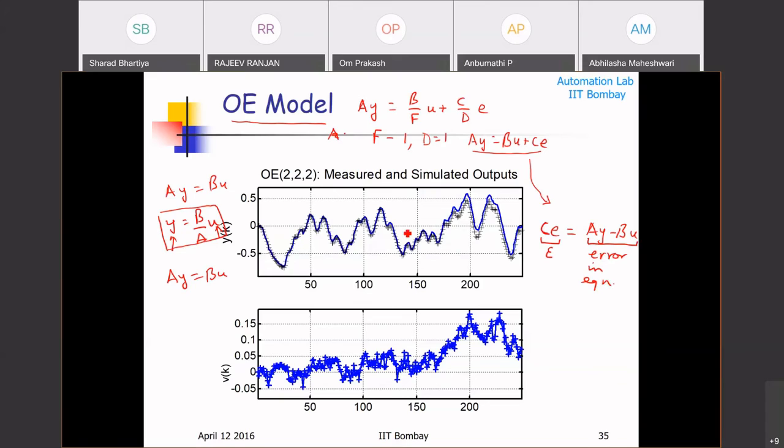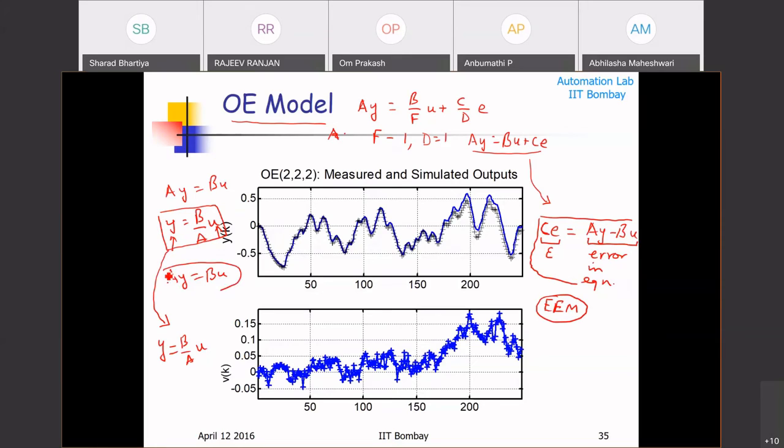Okay. So these models, which come from where you write it in this particular way, are known as equation error models, EEM. So this is one family of models. The second family of models says, no, I am going to consider my error not to be ay minus bu, but I'm going to consider my error to be y minus b by a times u, or y is equal to b by a times u.